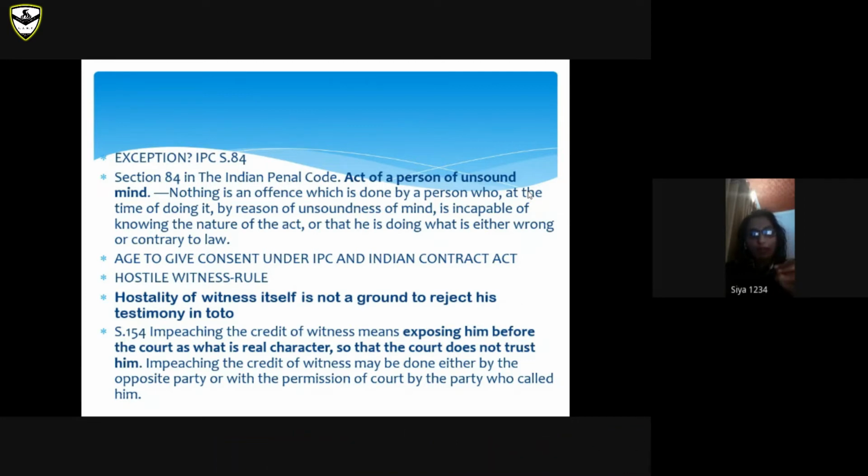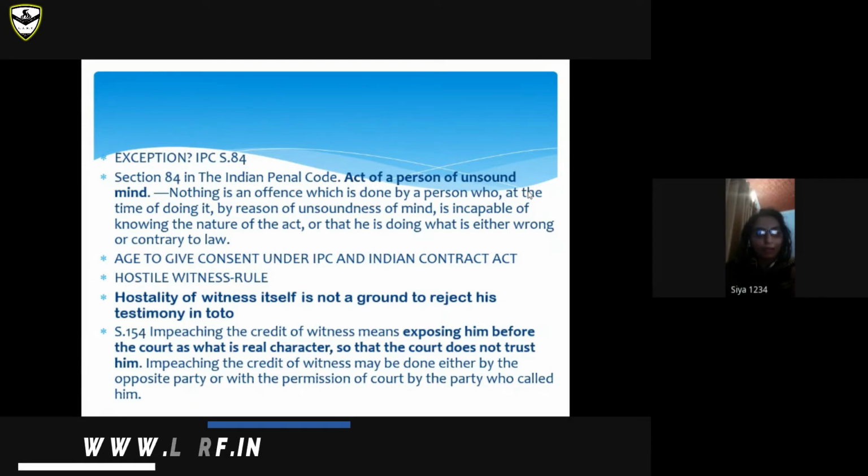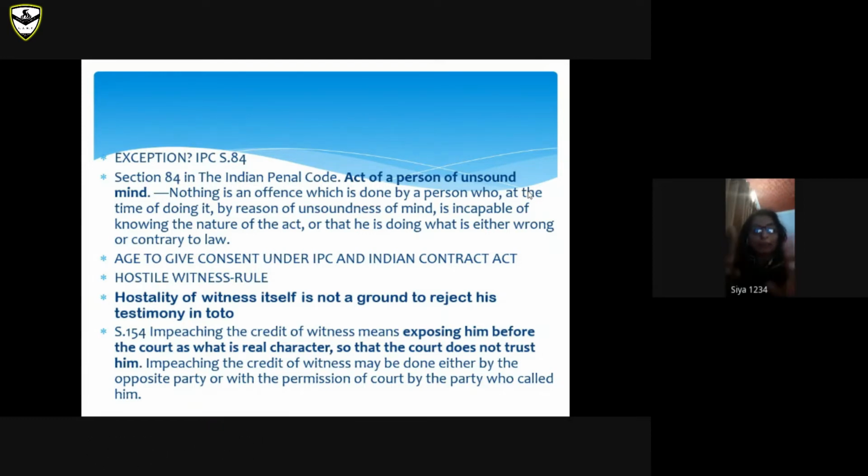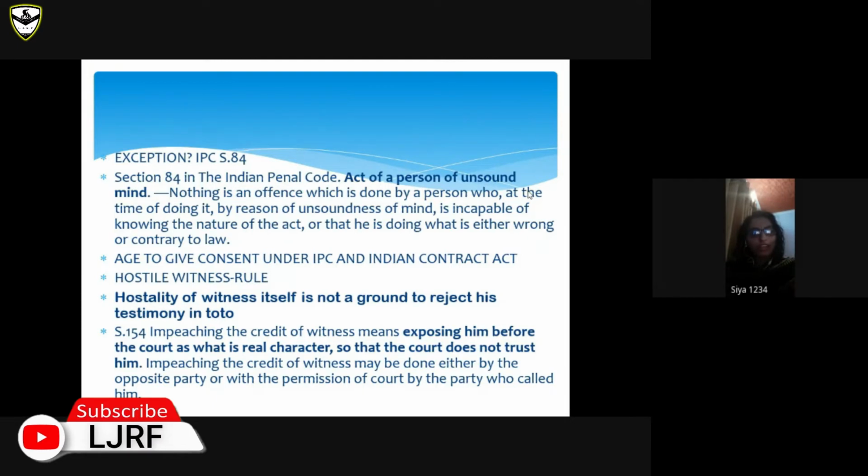See, when it comes to offenses, when you are committing a heinous offense and you are above 16 years of age, you are considered a major. So these kinds of disparities in ages can be seen. When it is civil law, we know that a contract entered into by a minor is void ab initio. When you are reading these kinds of disparities, whenever I ask what the age to give consent is under IPC and the Indian Contract Act, you can simply say all these things.